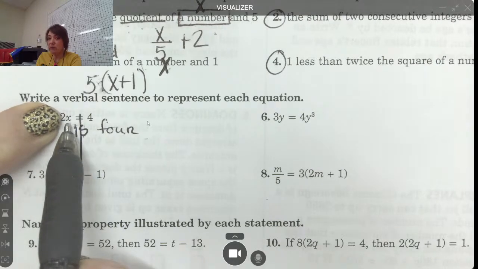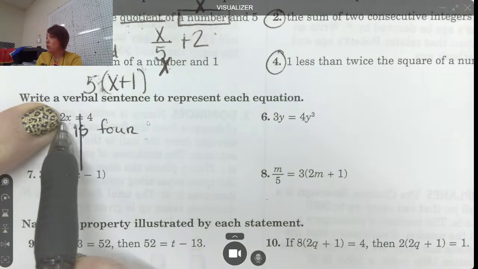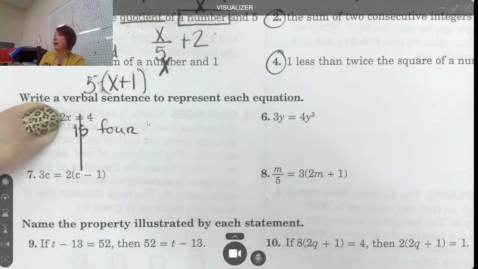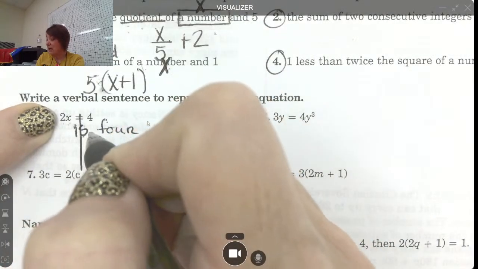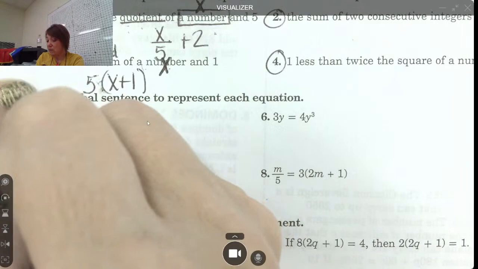What's happening to it? We're multiplying it times 2. So we would say a number times 2, or 2 and a number, or the product of 2 and a number, or something like that, okay? There's lots of different options you can use. Just to make it easy, I'm just going to do 2 times a number.